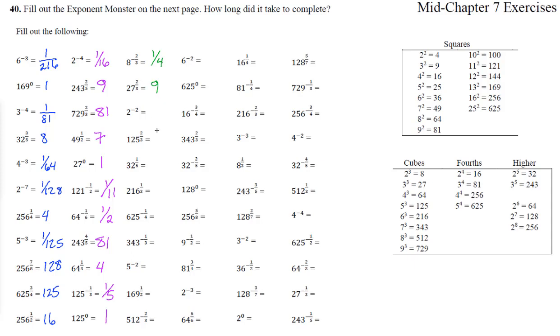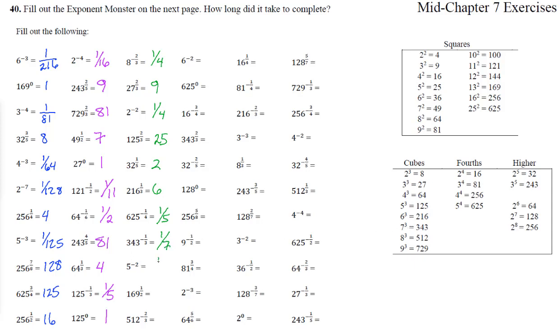Squared is 9. 2 to the negative 2 power is 1 over 2 to the 2 power, which is 4. 125, cube root is 5, to the second power, or squared, is 25. 32 to the 1/5 power, we find the fifth root of 32, and it is 2. 216 to the 1/3 power, that's the cube root of 216, which is 6. 625 to the negative 1/4 power, it's 1 over the fourth root of 625, which is 5. 343 to the negative 1/3, that's 1 over 343. Cube root is 7.